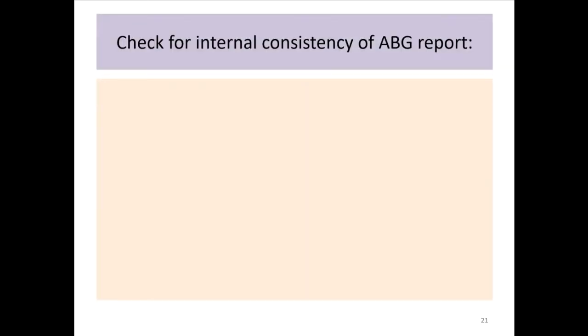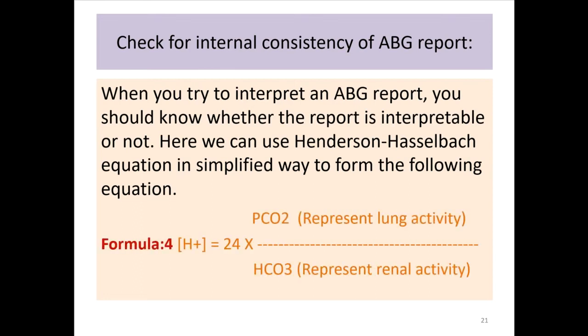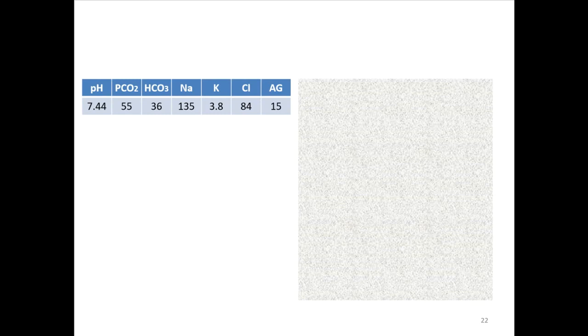Check for internal consistency of the ABG report. When you try to interpret an ABG report, you should know whether the report is interpretable or not. Here we can use the Henderson-Hasselbalch equation in a simplified way. Formula: H+ equals 24 multiplied by PCO2, which represents lung activity, divided by HCO3, which represents renal activity.